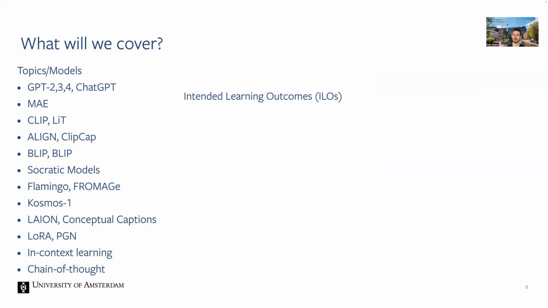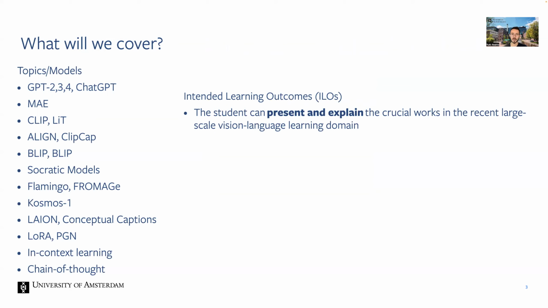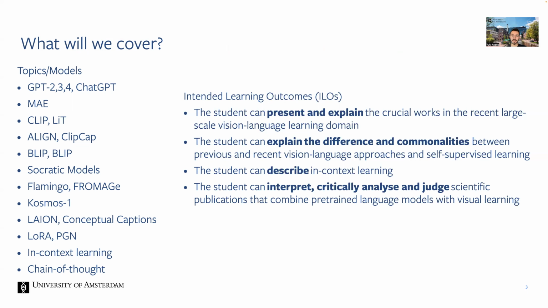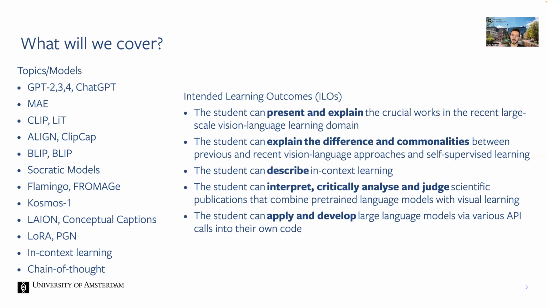The intended learning outcomes of this 2-lecture short course are the following: that the student can present and explain the crucial works in the large-scale vision language learning domain, and explain the differences and commonalities between previous and more recent approaches. We will be talking about a technique or a method called in-context learning in a bit more detail in the second lecture, so this will be important. The next point relates specifically to the projects that you will be doing at the end, where the goal is that the student can interpret, critically analyze and judge scientific publications, and apply and develop large language models via various API calls in their own code.